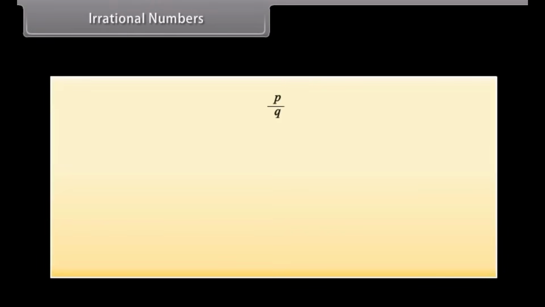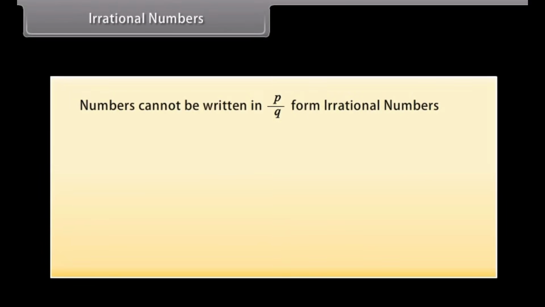Irrational numbers. You must be wondering if there are such numbers which are not in the form of p by q. Yes, there are numbers which cannot be written in the form p by q. Those numbers are called irrational numbers. For example, square root 2, square root 3, square root 7, 0.101001110..., pi and so on.